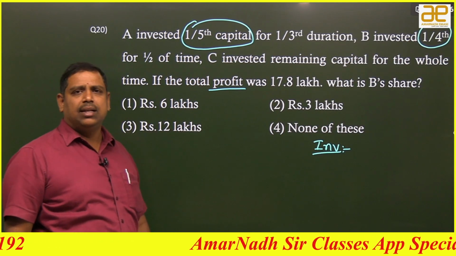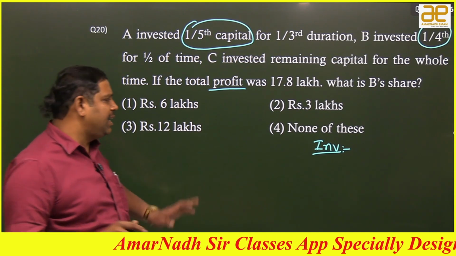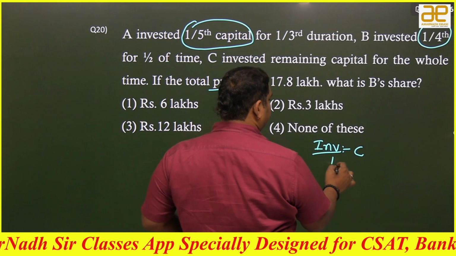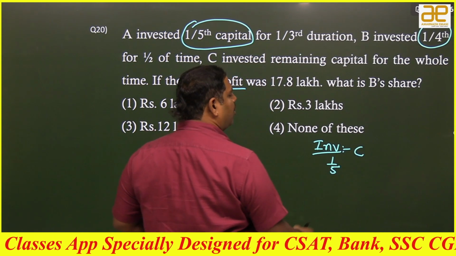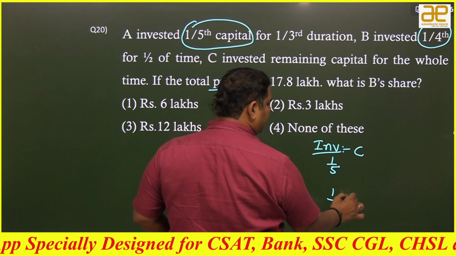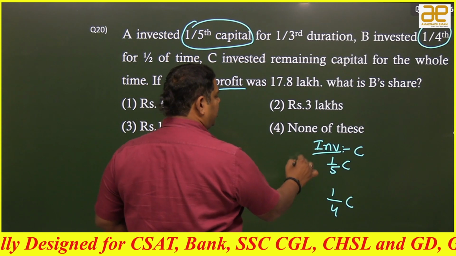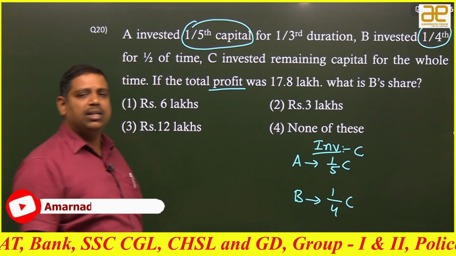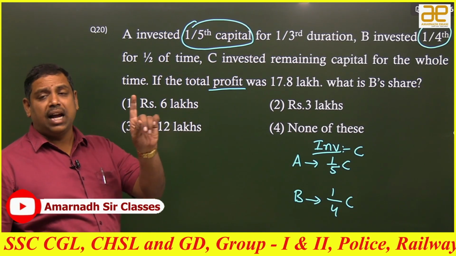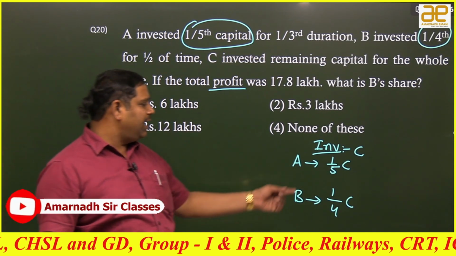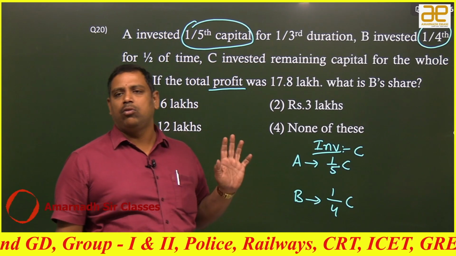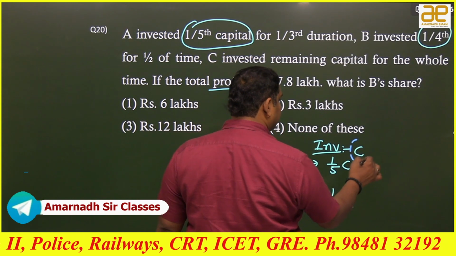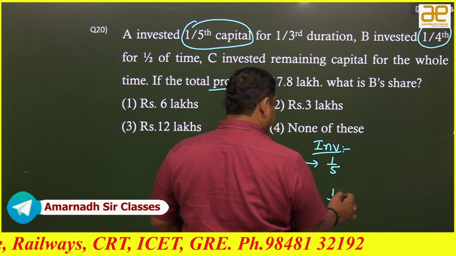I don't want any fractions. If I take it as C, then 1/5 means 1/5 C and 1/4 means 1/4 C, and I don't like it. So I will take some other number such that I don't get any fraction. That means a multiple of 5 and 4. The multiple of 5 and 4 is 20. So I don't take it as C rupees; the total amount I will take as 20 rupees.